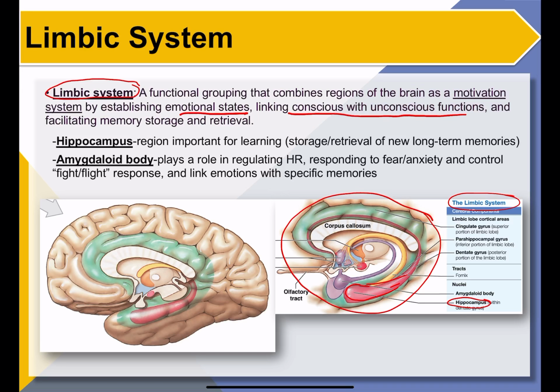The amygdaloid body here that looks like a little almond, they call it amygdaloid for almond. This here plays a role in regulating your heart rate, responding to fear and anxiety, and controlling that fight or flight response. And they're able to relate and link those different effects with your emotions with specific memory.